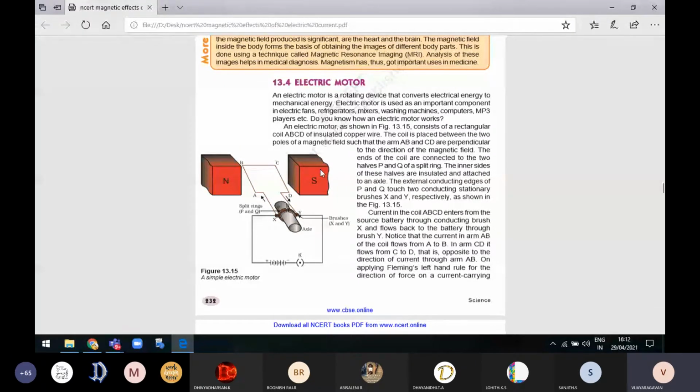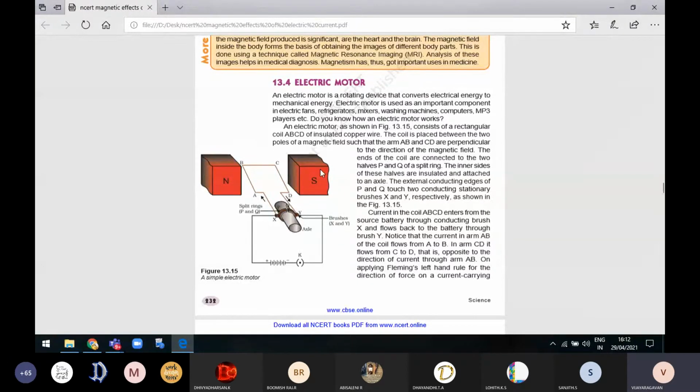Rectangular coil. So see the diagram correctly. What are the components in the electric motor? See, there are two magnets. This is a horseshoe magnet. This is not a bar magnet. This is a horseshoe magnet having north and south poles. And see, ABCD is a rectangular coil. See the diagram correctly. So the electric motor is shown in the figure. Okay, first of all, an electric motor is a rotating device that converts electrical energy into mechanical energy.